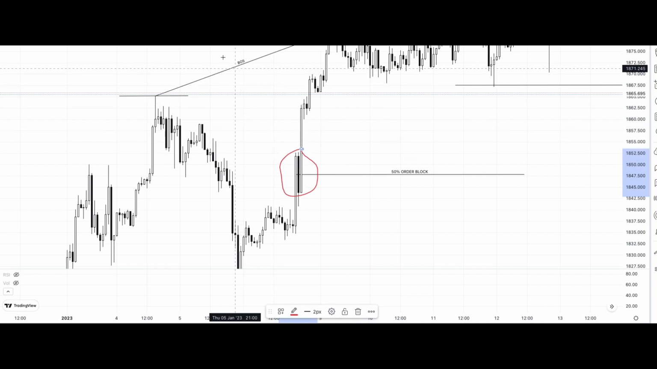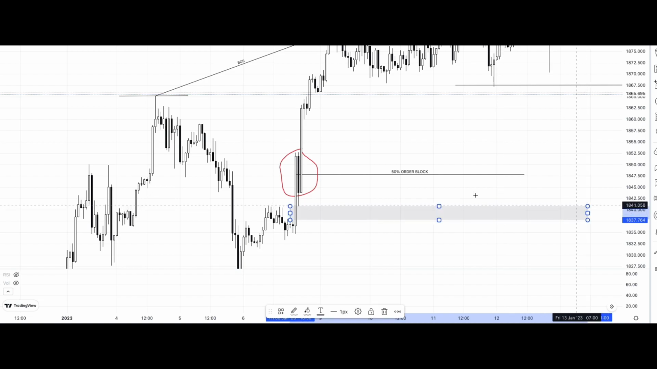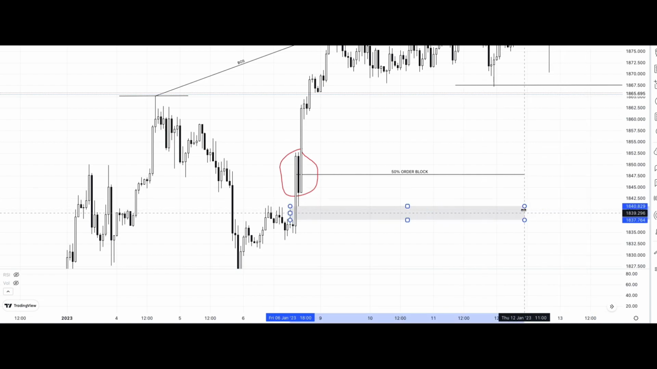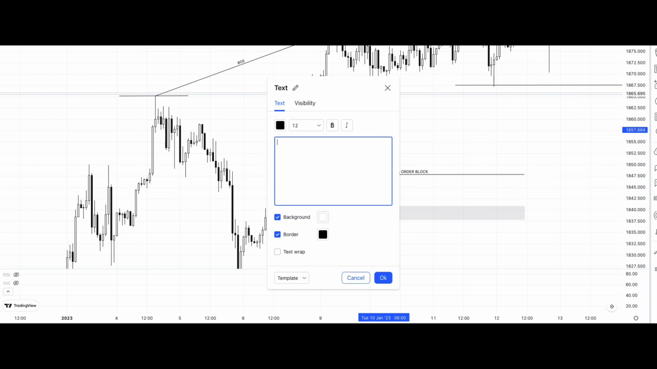So I'm on 1 hour structure right now, and I just previously saw we have a 50% order block, mid order block, 50% of the range, as well as an imbalance, a gap right here. Okay, and what are these called? Points of interest, POIs. Points of interest.